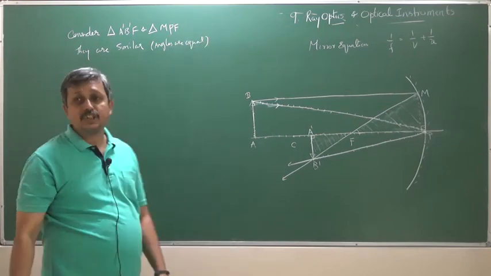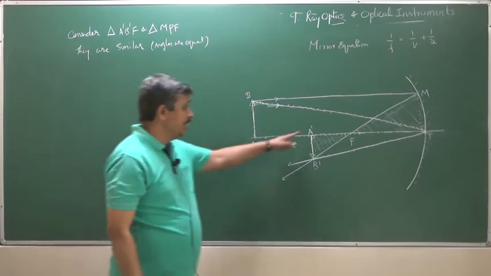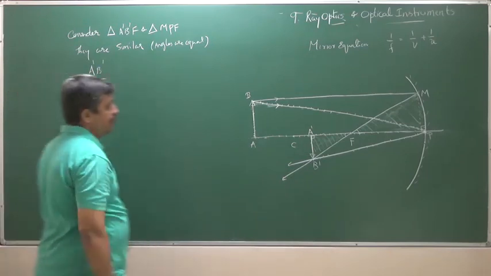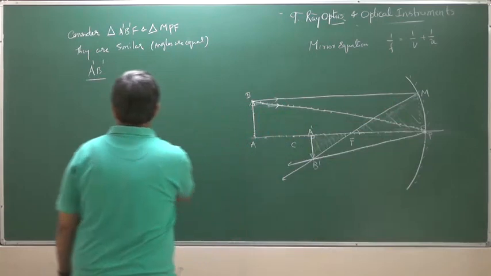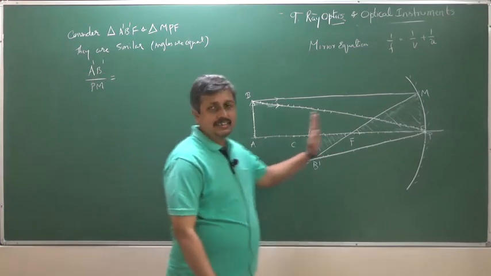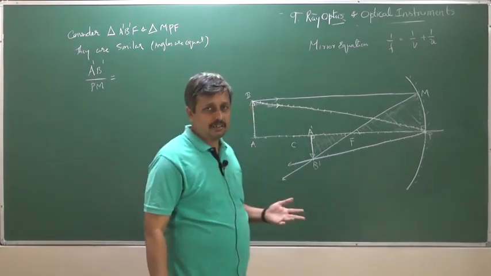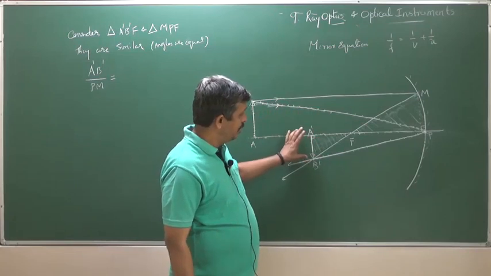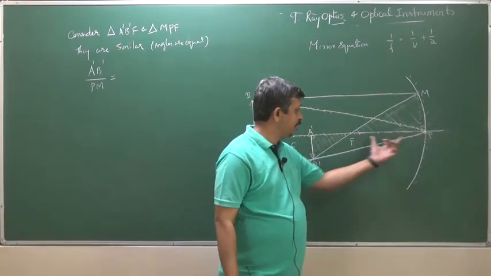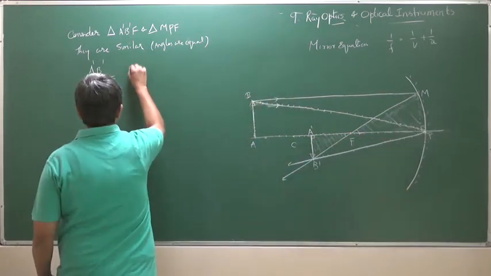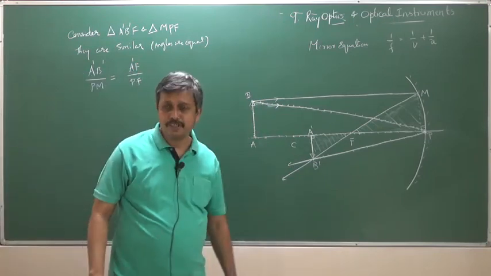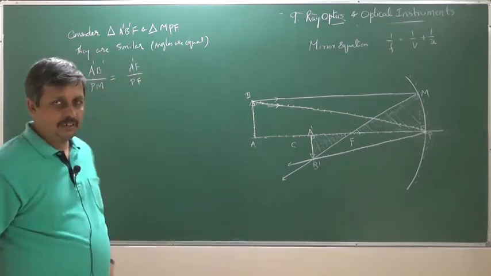So I'll now write the ratios. What ratios will I write? A dash B dash divided by this height, that is PM. Corresponding sides' ratios are equal in similar triangles. A dash B dash is the corresponding side to PM, and similarly A dash F is the corresponding side to FP. A dash F and PF. So this is equation number 1.